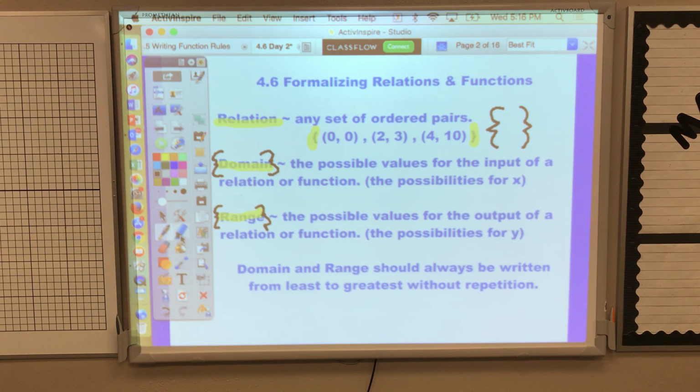The trick to domain and range is that they should always be written from least to greatest without repetition. What that means is if in either one of those sets there are two number 2's, I'm only going to write it inside those braces one time. That doesn't mean 2 can't be in both your domain and your range. It can be in both, but it's only listed in each one time.